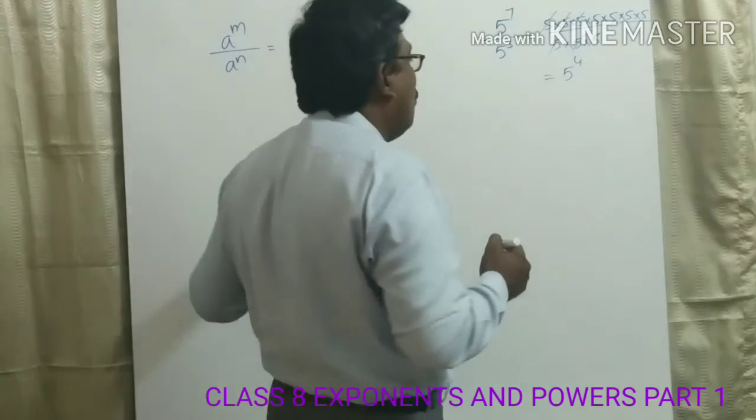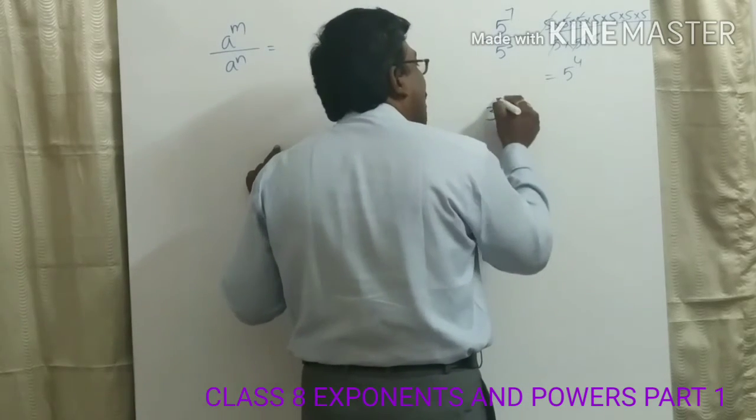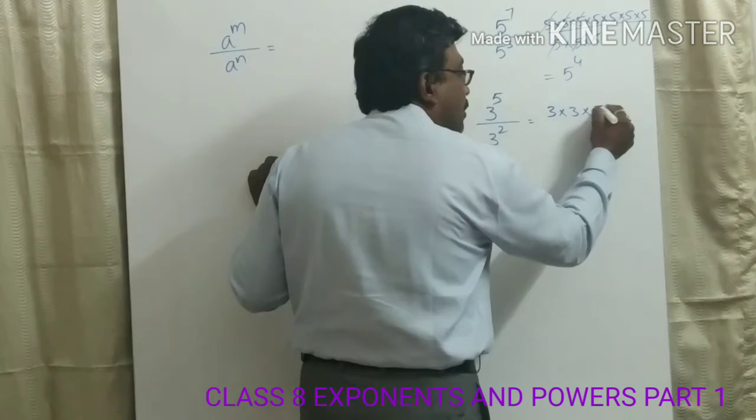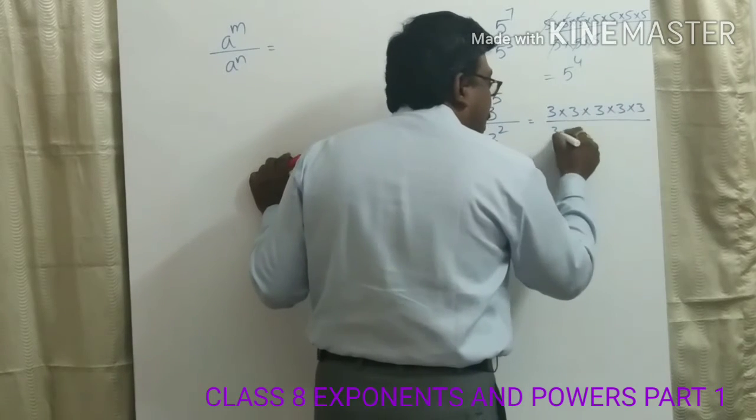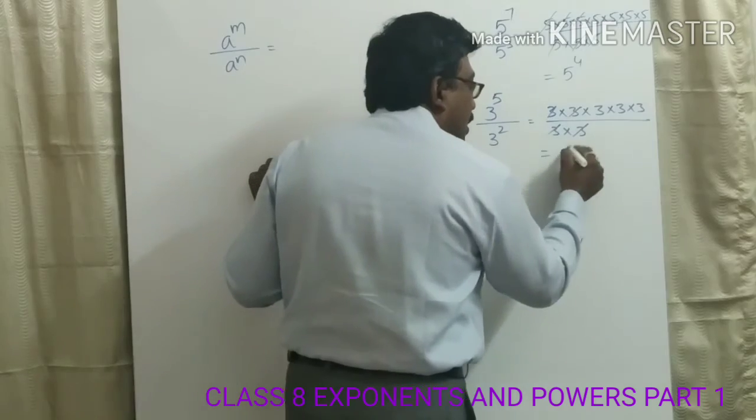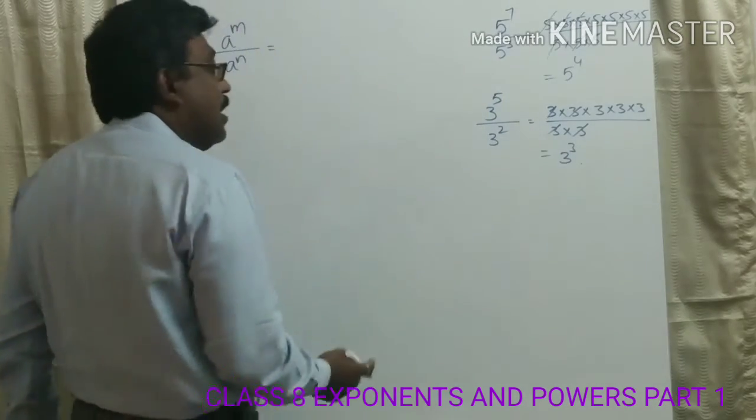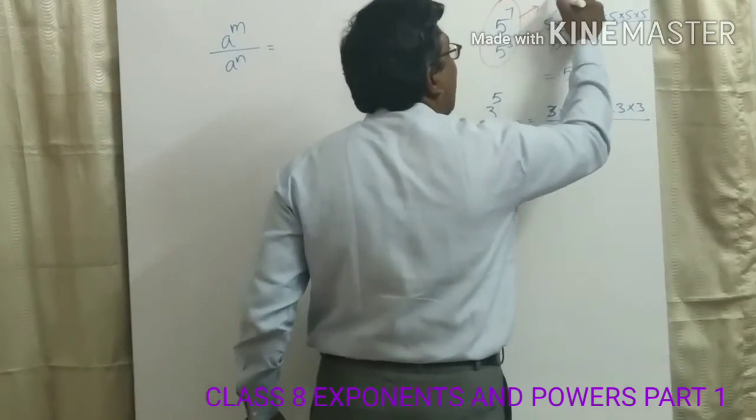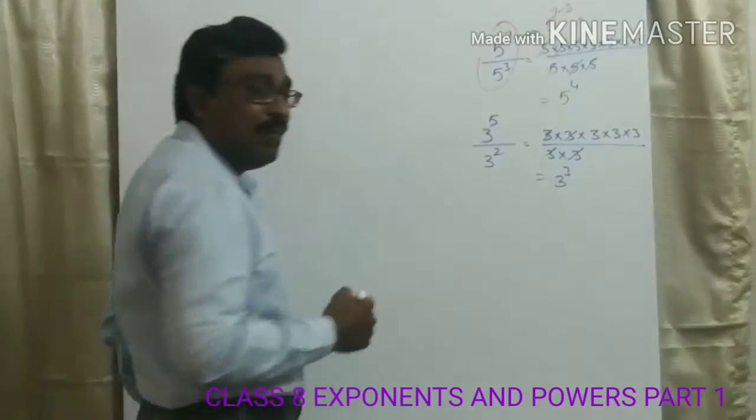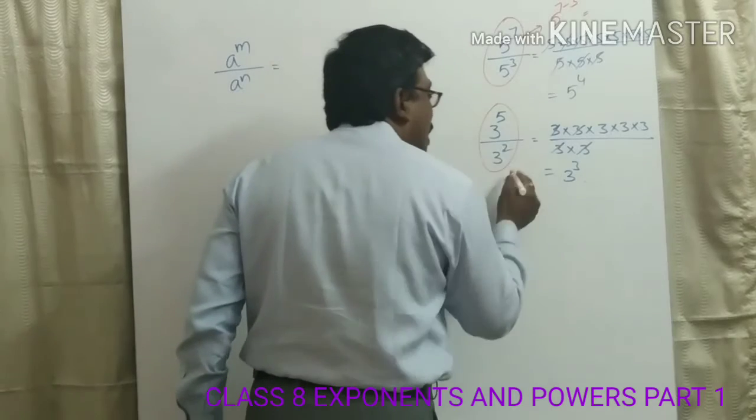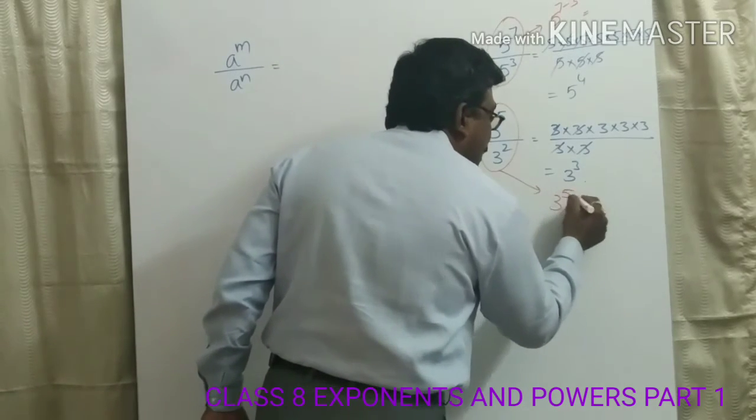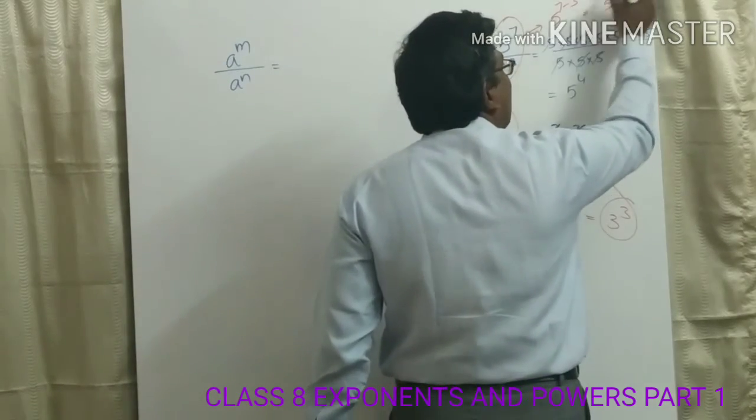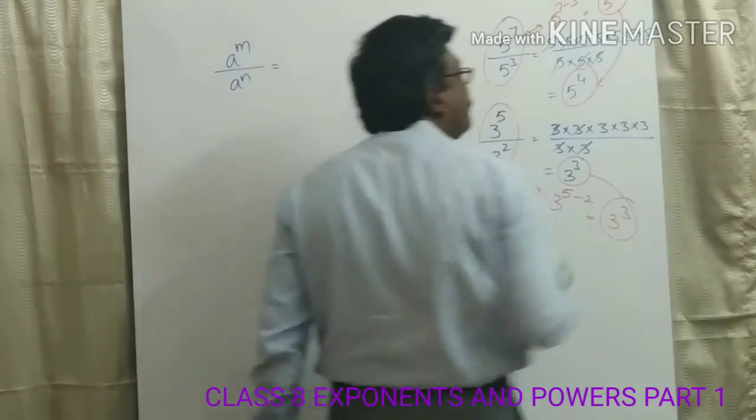We'll check with one more example. Suppose 3 to the power of 5 by 3 to the power of 2. So 3 into 3 into 3 into 3 into 3 by 3 into 3. Cancel, 3 cube is left. Here, 5 to the power of 7 by 5 to the power of 3 can be written as 5 to the power of 7 minus 3. Or else 3 to the power of 5 by 3 square can be written as 3 power 5 minus 2, that is nothing but 3 power 3. Here also 5 to the power of 7 minus 3, 5 to the power of 4.